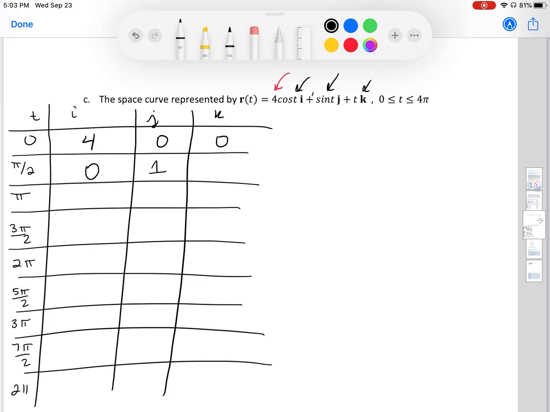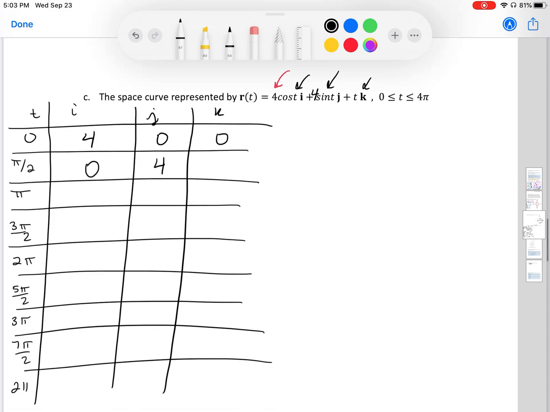I think we also need a 4 here to make this correct. 4, 4, and your k is just pi over 2. At cosine of 4 cosine t, we plug in pi, we get 1 times 4, we get 4. Sine at pi is 0, and pi is just itself once we plug it in for t.